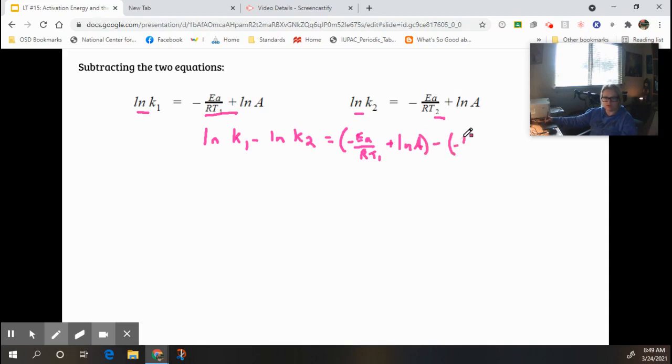Minus a negative T2 plus natural log of A. Get my mug out of there.